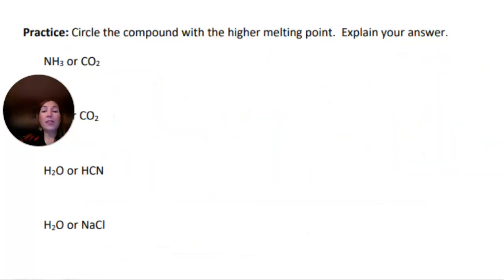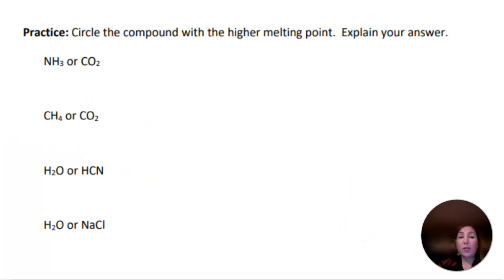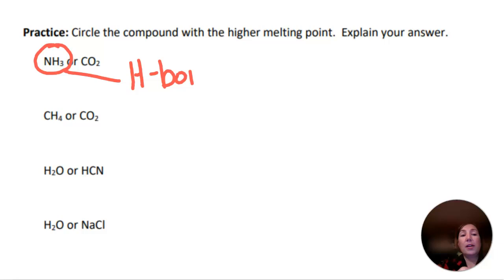Okay, let's try these examples. We're going to circle the compound with the higher melting point and explain. Okay, so NH3 or CO2. Well, nothing's ionic here, but NH3 can hydrogen bond. So that is for sure going to win. CO2 is not even polar. That's nonpolar. That's only got dispersion forces.